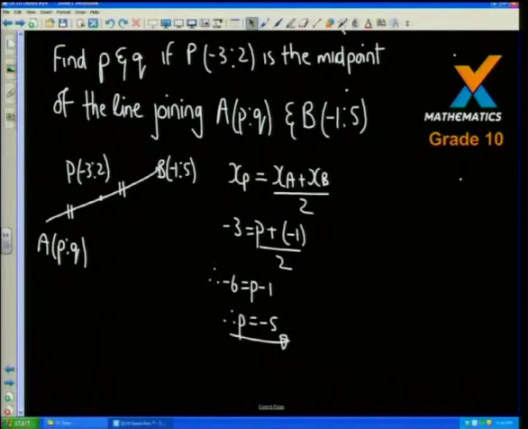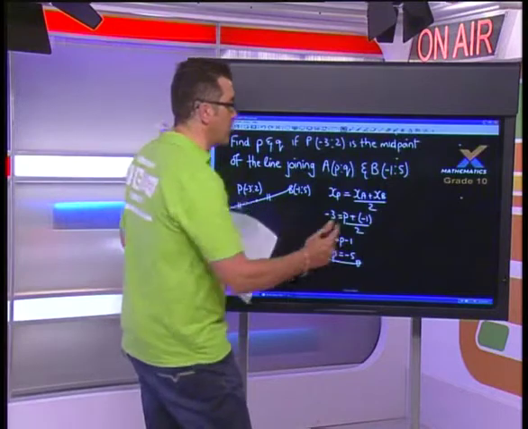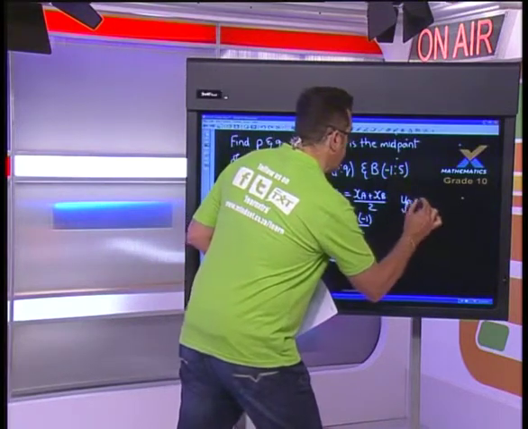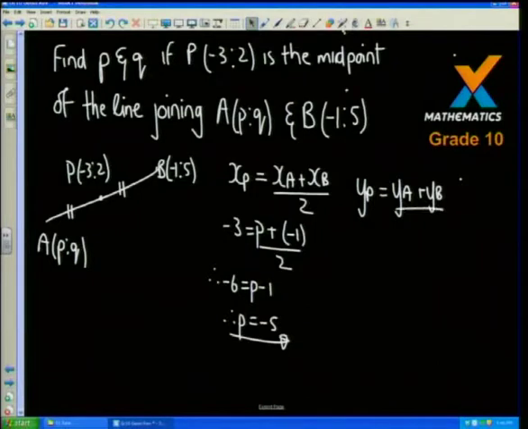And remember, the condition was the midpoint is given. So the same thing is going to apply for the y values. The y of P is the y of A plus the y of B, which is halved.